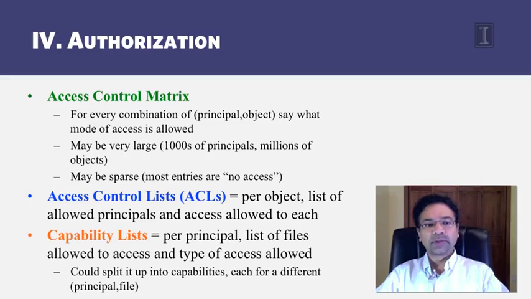Instead, you have two other options, the access control list and capability lists, which are far more compact. The access control list is a per object list of principals who are allowed to access that object, along with the mode of access allowed to each individual. The capability list is kind of the converse, where you maintain a per principal list of files or objects that this particular principal is allowed to access, and the type of access that is allowed for that particular principal. You could also split up the capability list into individual capabilities, where for each principal comma file pair or each principal comma object pair, you maintain information about whether that principal is allowed to access that file or that object. Okay. In this slide, the terms file and object are used interchangeably.